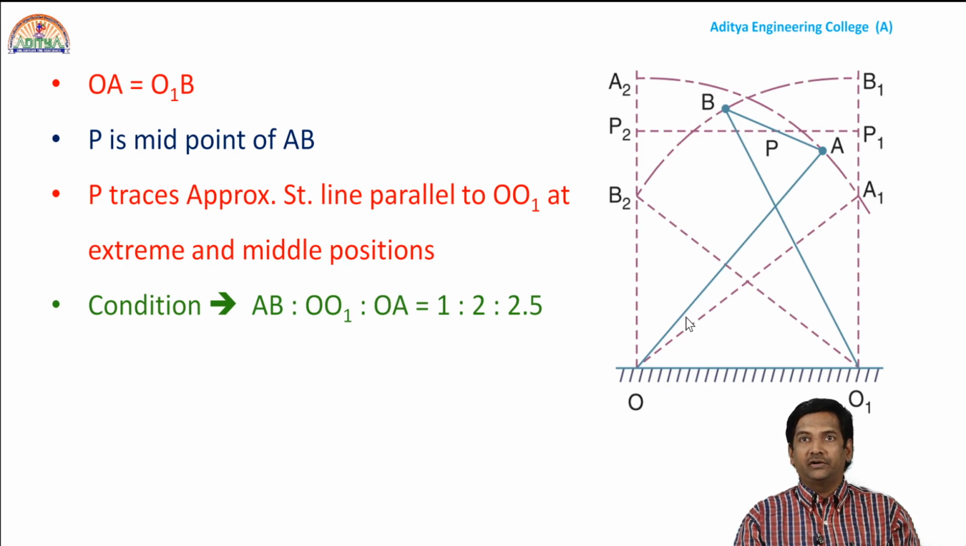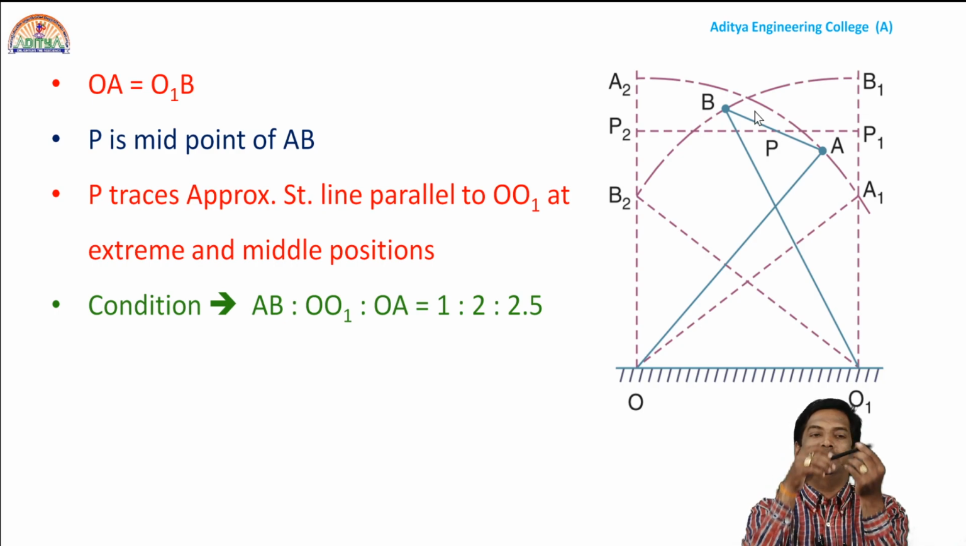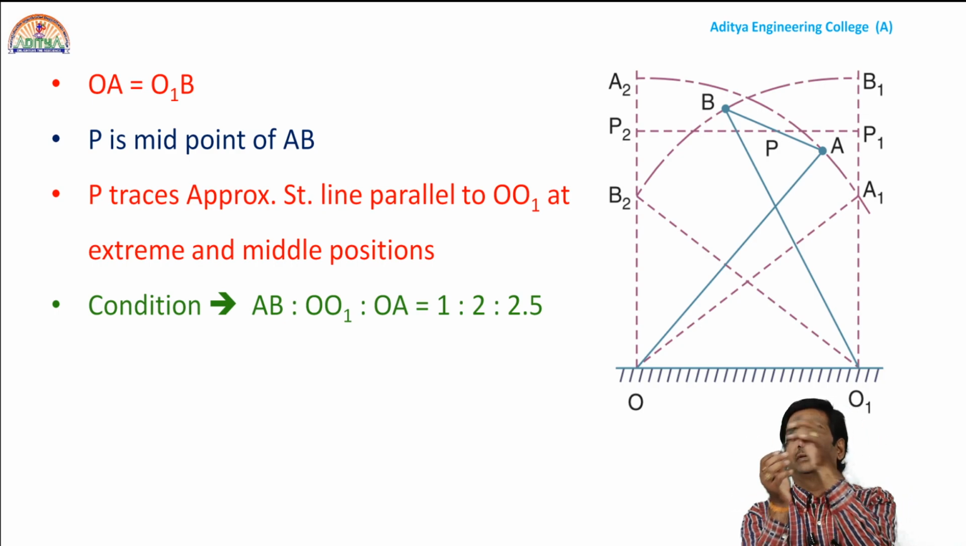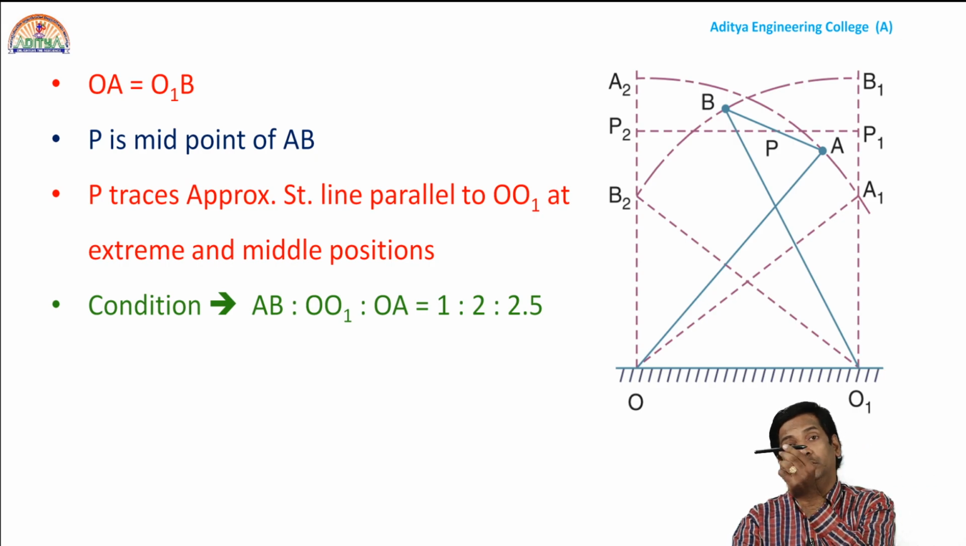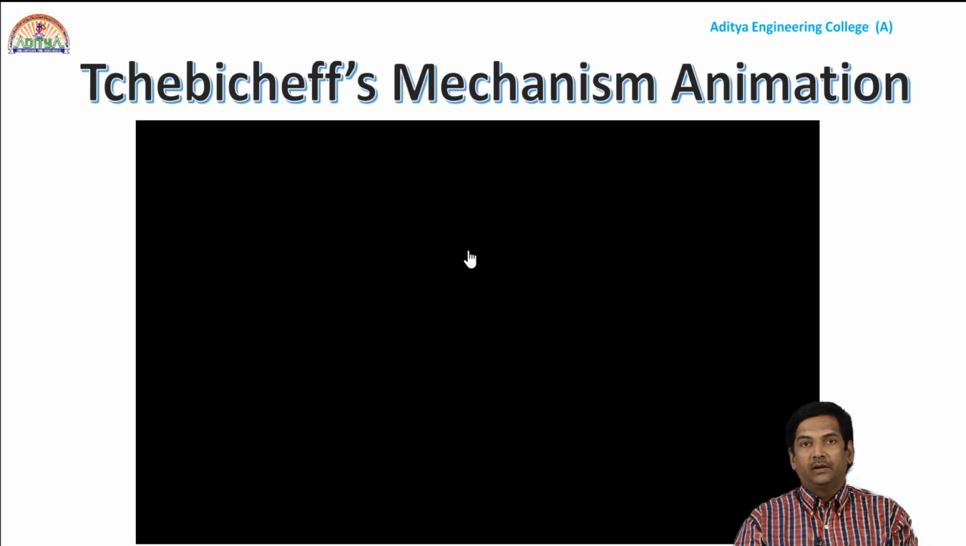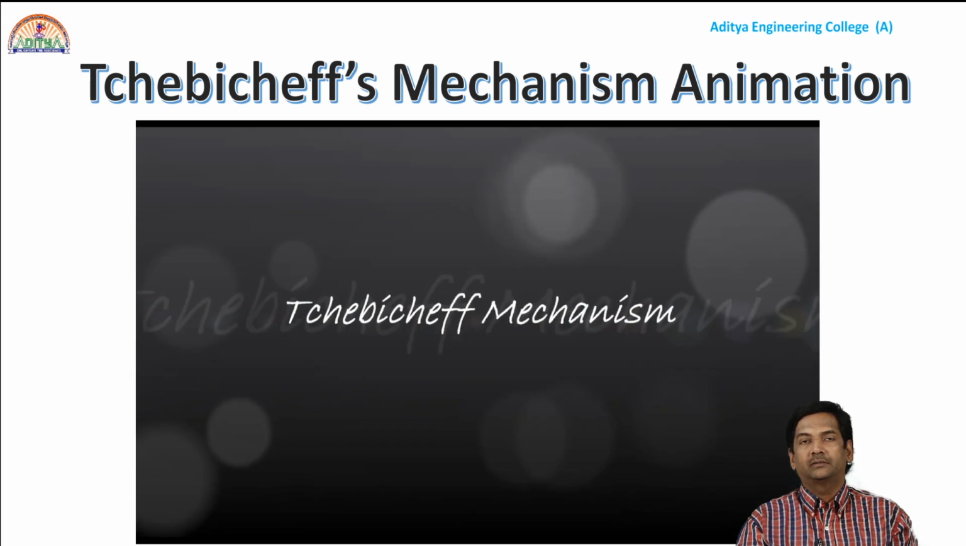the length parameters need to be adjusted in such a way. See this AB, small length, wherever you are having this length, it is moving like this. So, this AB, OO1, and this OA or O1B, both are same, they need to be in the ratio 1:2:2.5. Then the point P will trace an approximate straight line parallel to OO1. Now, we will see how the Chebyshev mechanism will work as an animation.